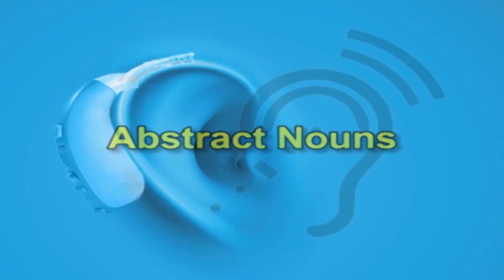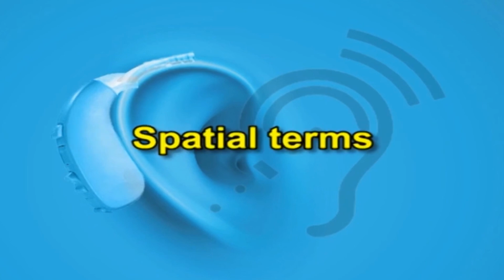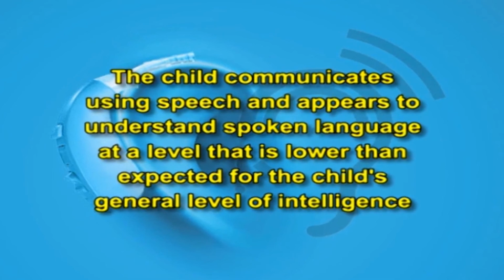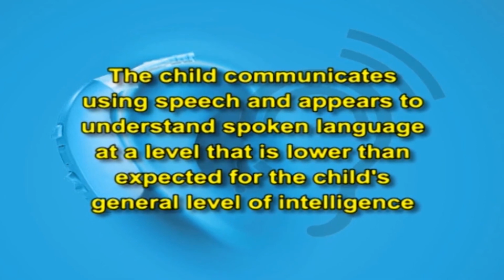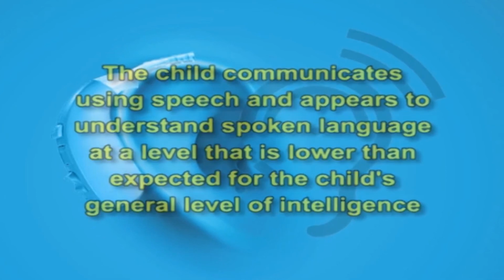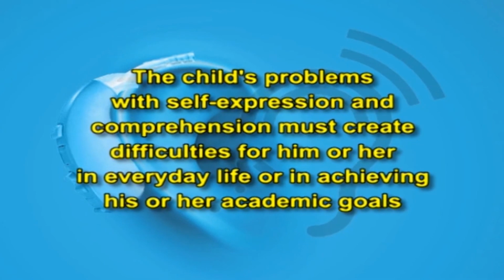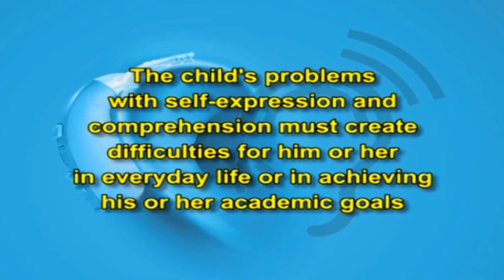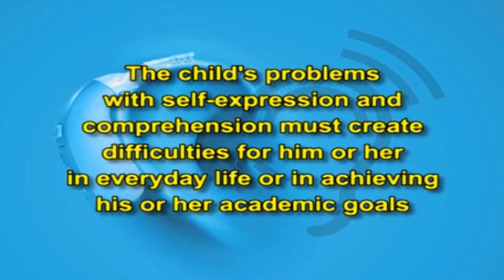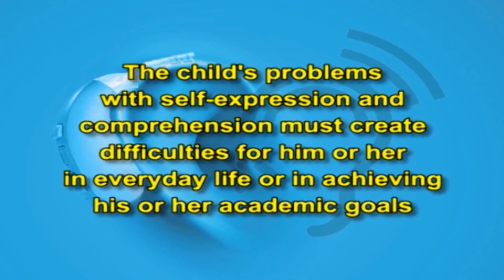Some children with this disorder have problems understanding specific types of terms such as abstract nouns, complex sentences or spatial terms. The child communicates using speech and appears to understand spoken language at a level that is lower than expected for the child's general level of intelligence. The child's problems with self-expression and comprehension must create difficulties in everyday life or in achieving his or her academic goals.